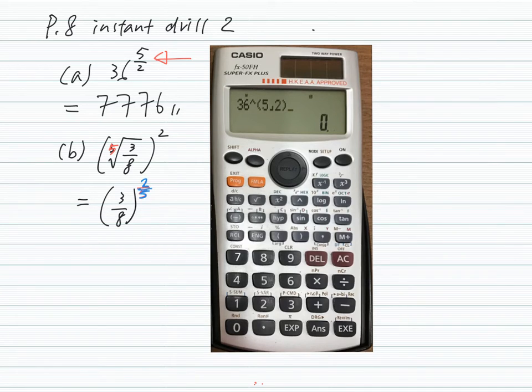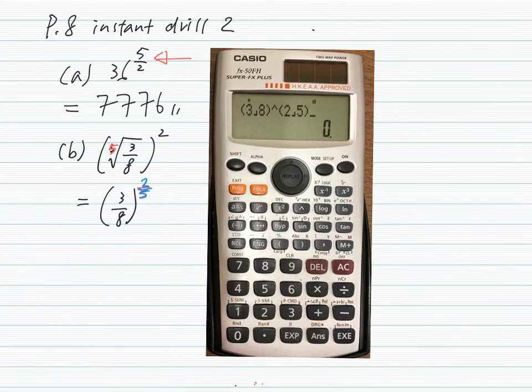So when you press in the calculator, you should have an open bracket first. Open, and then 3/8, close bracket, to the power of 2/5, and then close bracket. Pressing EXE, you get the answer. Then the answer is 0.675 when we correct it to 3 significant figures. That's it.